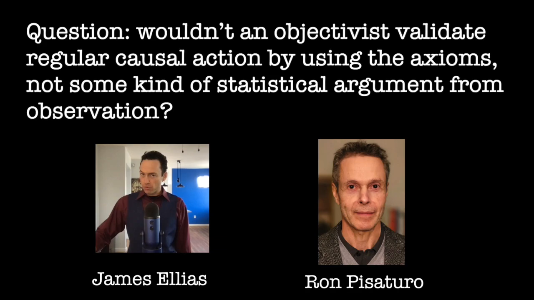They'd ask, isn't the justification for regular causal action just the law of identity and not some kind of probabilistic argument from experience or really any specific argument, basically? Because we already know from observation, as soon as we open our eyes, that things are what they are. Now, doesn't that simply mean, as a result, that those things will act in accordance with their nature? Isn't that, schematically, the validation of causality? So, to answer your question in a word, no. Yeah.